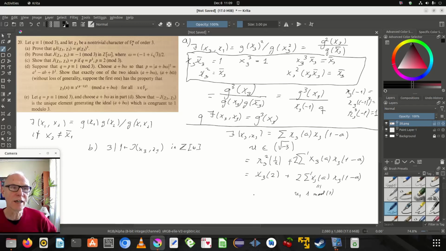Well, as I see it, I need now to show two things. The first one is that chi of 2 equals, it should be equivalent to minus 1. It can't be.